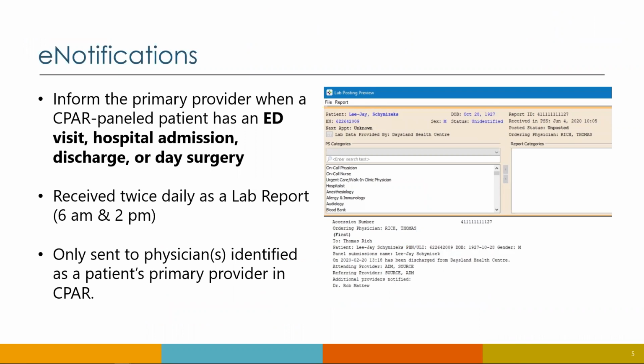E-notifications are received in the EMR daily at 6 a.m. and 2 p.m., similarly to an electronic lab report. Note that e-notifications about a patient are only sent to the provider who is identified as that patient's primary provider in CPAR. If a patient is paneled to more than one provider in CPAR, an e-notification will be sent to each of those providers. For providers working at different locations, e-notifications are sent to the location where each patient's panel is maintained and submitted to CPAR.